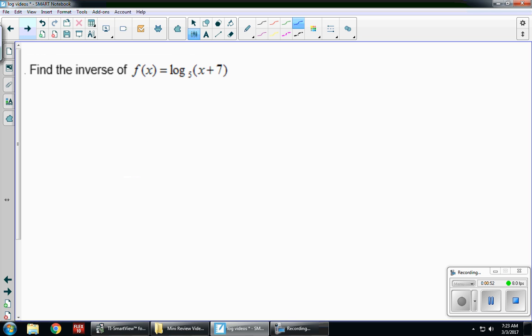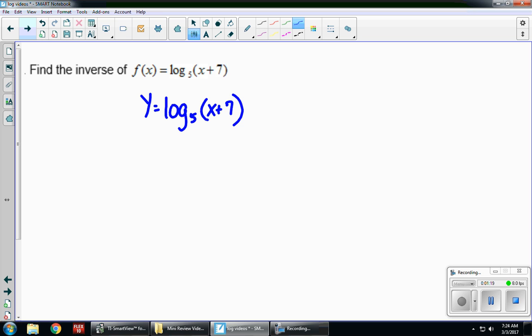So here's a free response question. Find the inverse of f of x equals log base 5 of x plus 7. Remember that f of x is really y equals. They mean the same thing. So I'm going to start by writing it as y equals. Then remember that in order to find an inverse algebraically, you want to switch x and y. So that's my next step.